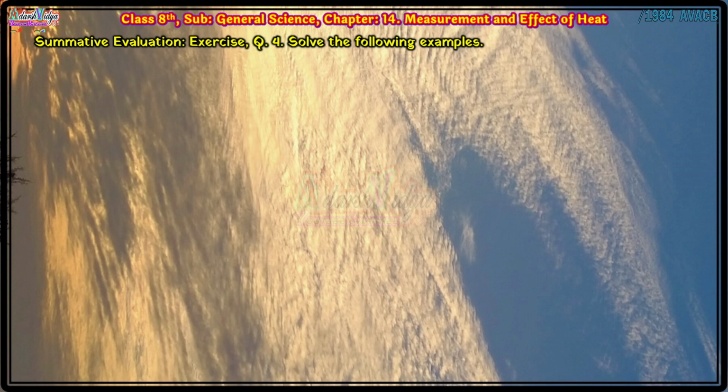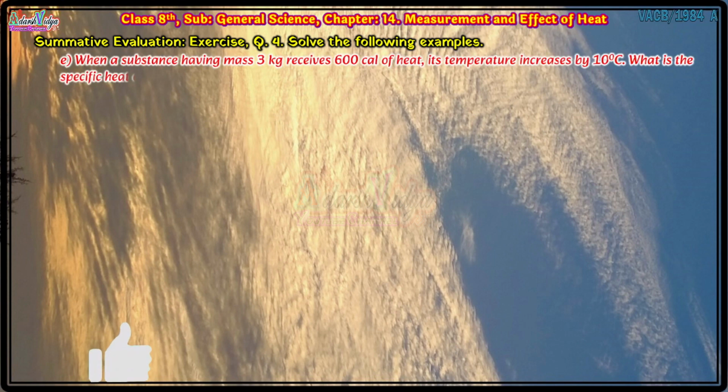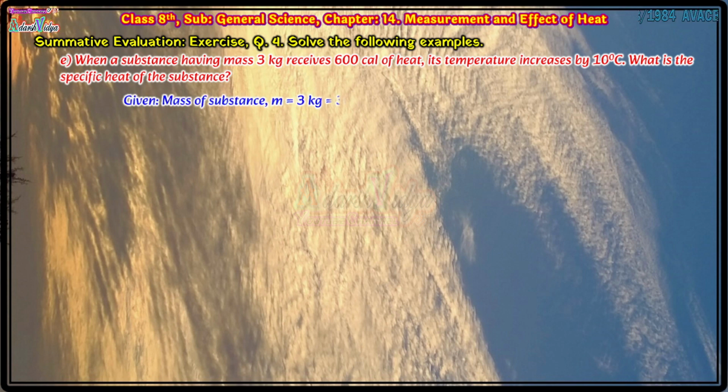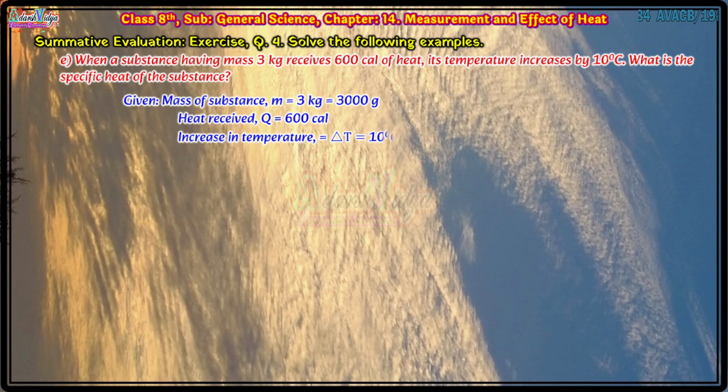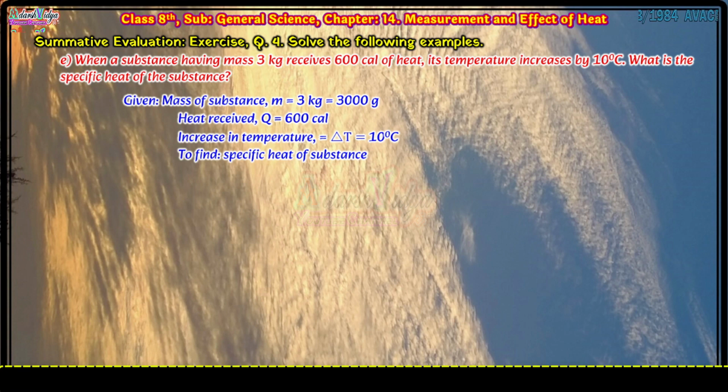Last example is: when a substance having mass 3 kilograms receives 600 calories of heat, its temperature increases by 10°C. What is the specific heat of the substance? Given mass of substance, m equals 3 kilograms equals 3000 g. Heat received, Q equals 600 calories. Increase in temperature equals ΔT equals 10°C. To find the specific heat of the substance.